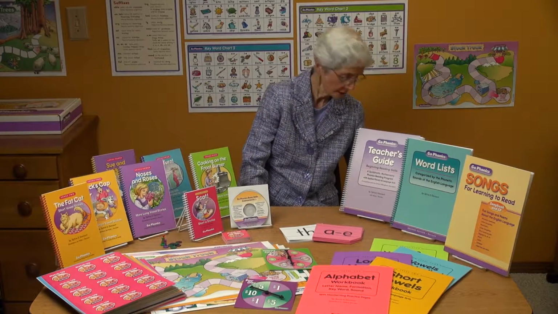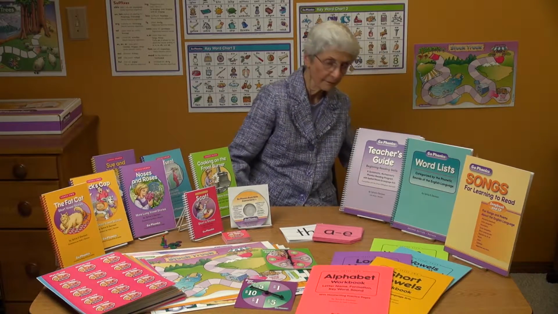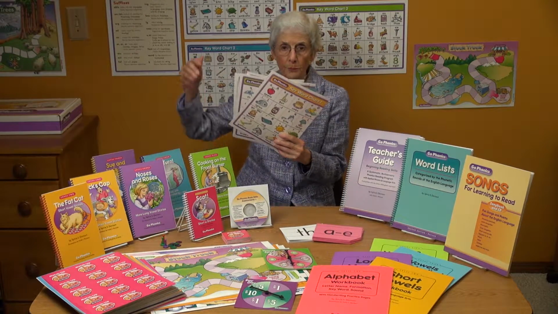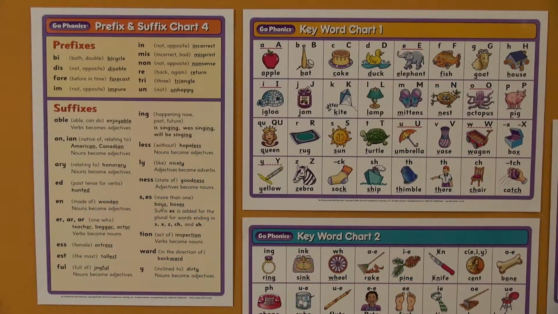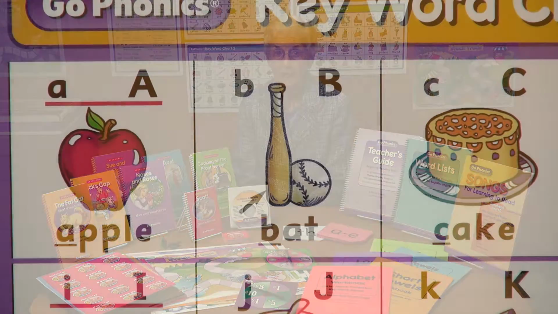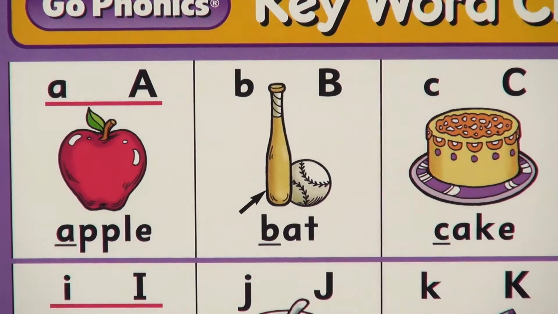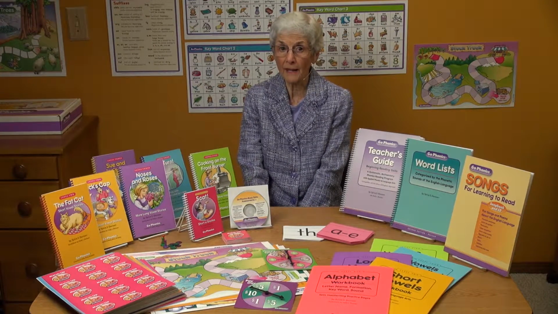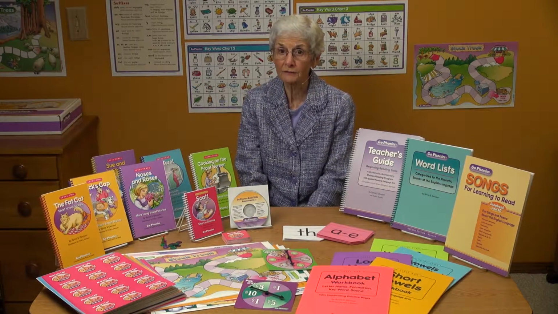The keyword charts come in a set of 4, and you will be posting them on the wall wherever you're teaching. On these charts, you'll notice a picture for every sound. Now, the purpose of that is to help the student remember the sound that the letter makes. For instance, if you teach the letter A, and the sound is the one you hear at the beginning of apple. When my students forget a sound, I automatically refer them to the chart.